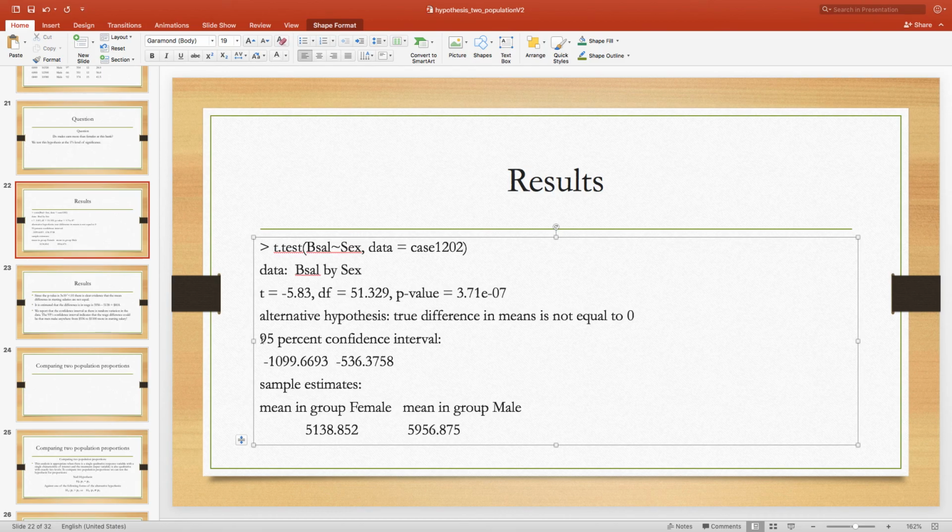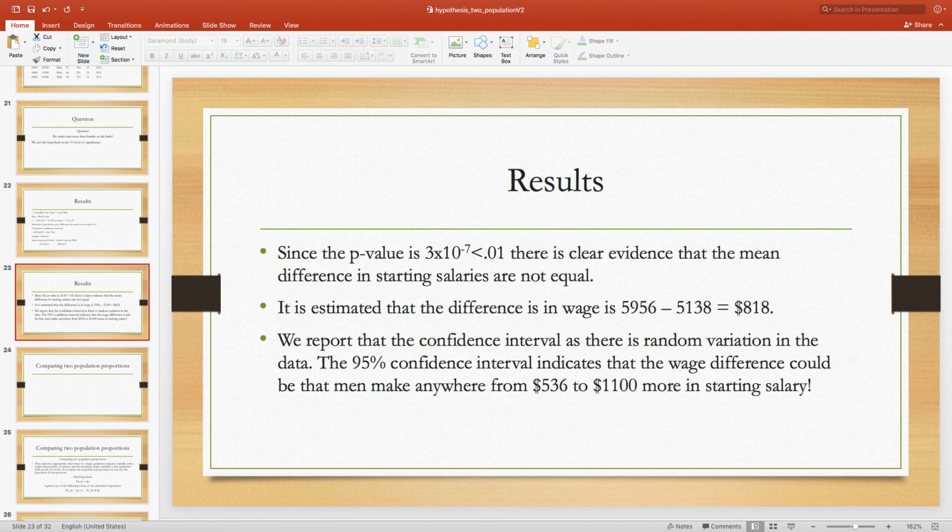The confidence interval says the estimated difference in starting salary could be as large as $1,099 or $1,100 that males earn more, or as low as $536. The estimated mean starting salary of females is $5,138, and for males it's $5,956. The estimated difference is just the difference in these two sample averages. And here I just re-emphasize exactly what I just said.